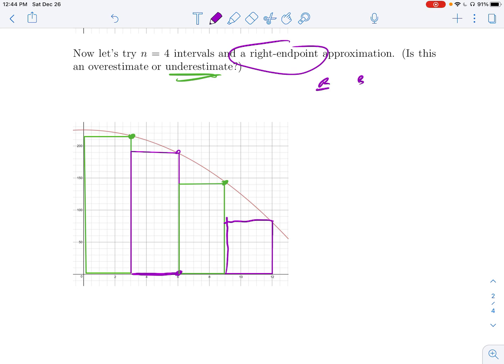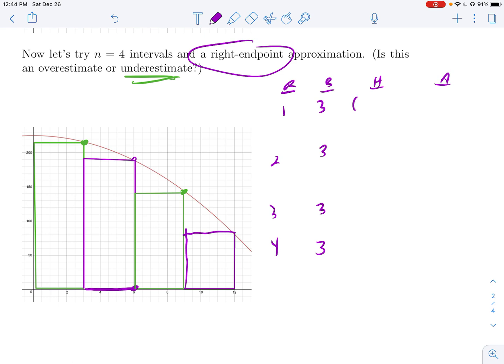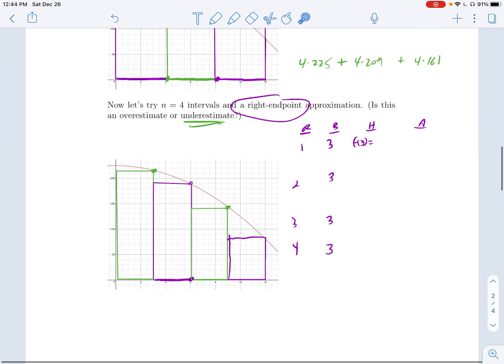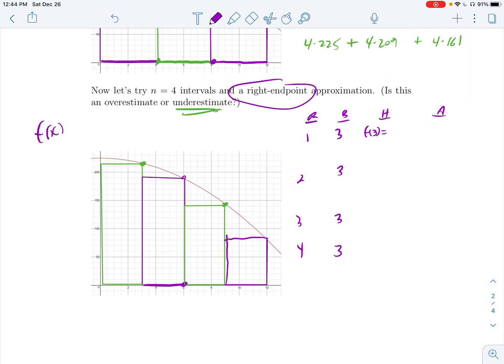So rectangle, base, height, area. Each one has a base of 3. For my first rectangle now, its height is f of 3. Because my right endpoint of the first rectangle is at x equals 3, and we're just measuring how tall the graph is there to get the height for this first rectangle. So f of 3, again, let's just have this written someplace easily. F of x is 225 minus x squared. So that would be 216. If I multiply that out, that looks like it's 648.